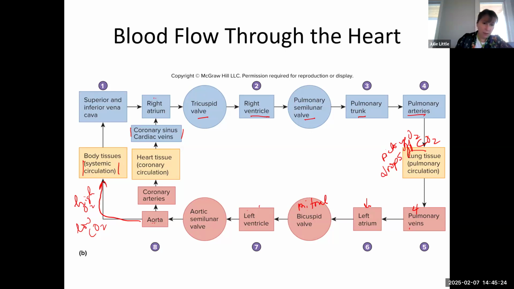But look at this aorta, how it not only goes to serve the body, it serves the heart muscle itself, the heart tissue, and through those coronary arteries.